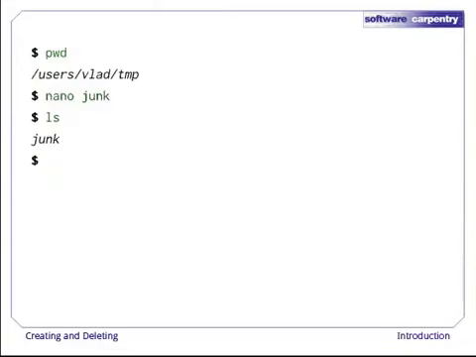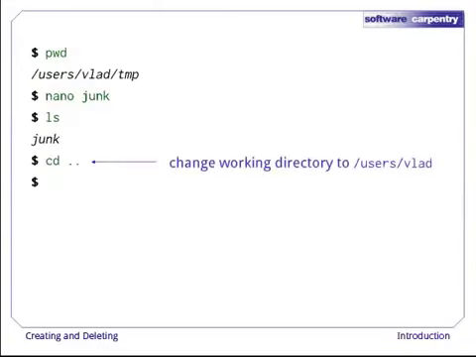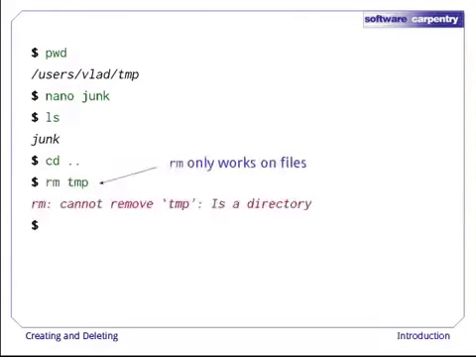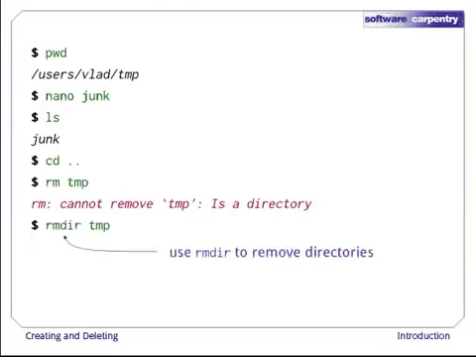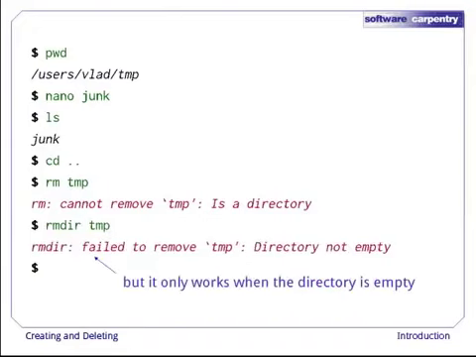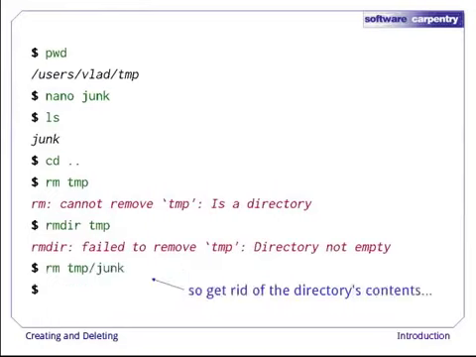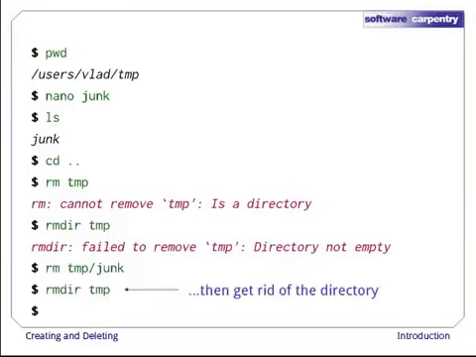Let's recreate that file, and then move up one directory to /users/vlad using cd .. If we try to remove the temp directory using rm temp, we get an error message. rm only works on files, not directories. The right command is rmdir, which stands for remove directory. It doesn't work yet either, though, because the directory we're trying to remove isn't empty. This little safety feature can save you a lot of grief, particularly if you are a bad typist. If we want to get rid of temp, we must first delete the file junk. The directory is now empty, so rmdir deletes it.